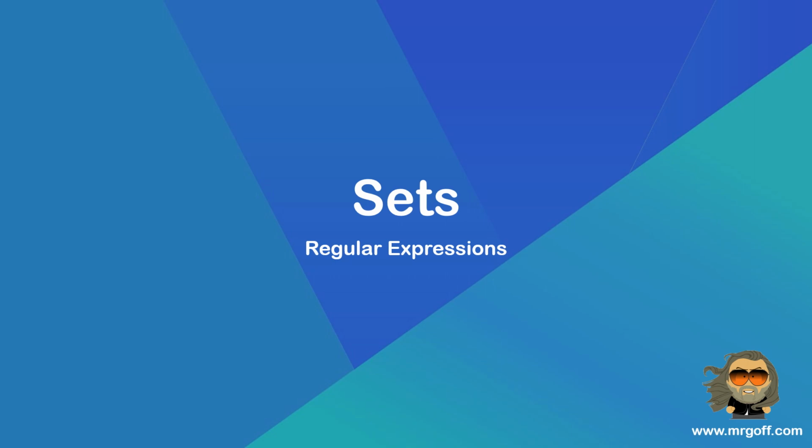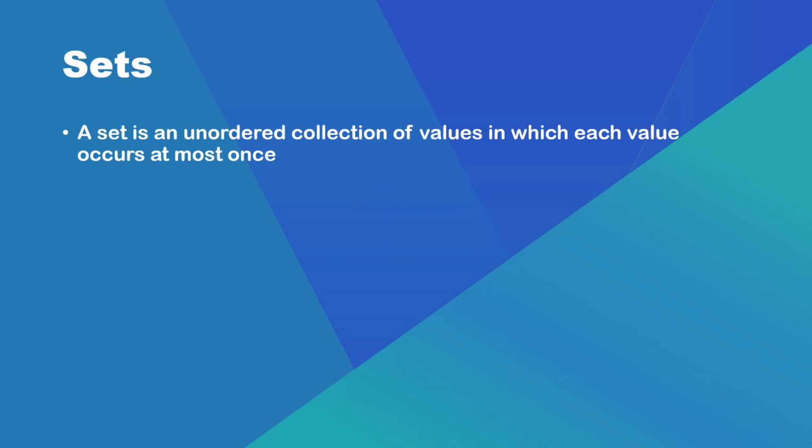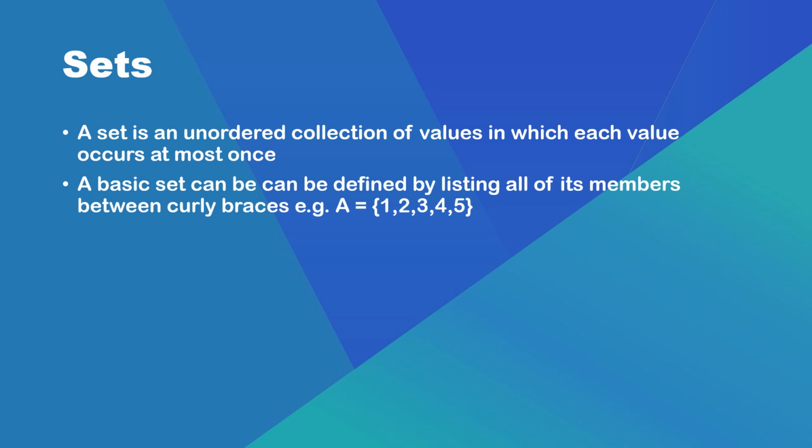This video will focus on sets. A set is an unordered collection of values in which each value occurs at most once. A basic set can be defined by listing all of its members between curly braces, such as here, where set A is comprised of the digits 1, 2, 3, 4, and 5.